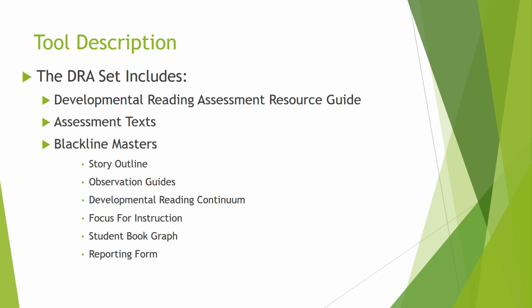The resource includes the DRA Resource Guide, a teacher's resource book that instructs teachers how to use this resource to collect information about their students' reading. It also includes the leveled stories or assessment texts, which students read, and then the assessment masters. So the DRA includes a number of forms listed here. We have story outlines, observation guides, developmental reading continuums, focus for instruction, student book graphs, and reporting forms.